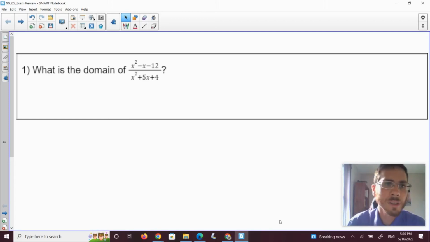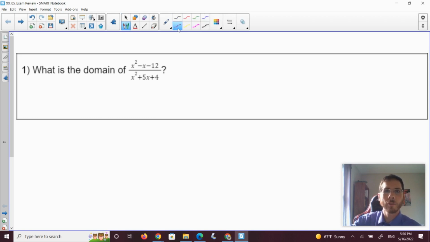All right, so this is the exam review, the final exam. So question number 1 states, what is the domain of x squared minus x minus 12 over x squared plus 5x plus 4? So the idea here is, remember, for a domain, there's two rules. You can't have negatives inside even roots, no even roots, so we ignore that. The other thing is we can't have the denominator be 0.